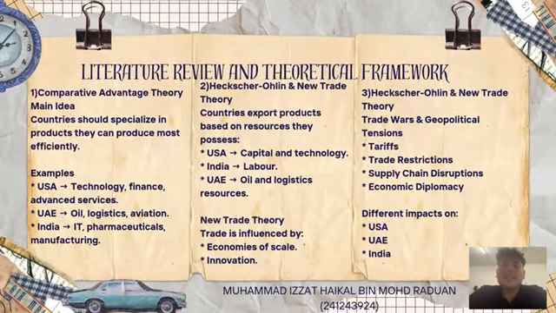Next, this slide explains the literature review and theoretical framework used in our study. First, comparative advantage theory states that countries should focus on producing goods and services that they can produce most efficiently. For example, the USA specialized in technology, finance, and advanced services, while the UAE focused on oil, logistics, and aviation. India is known for its IT services, pharmaceuticals, and manufacturing sector.